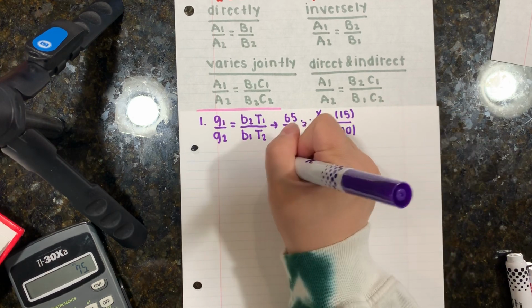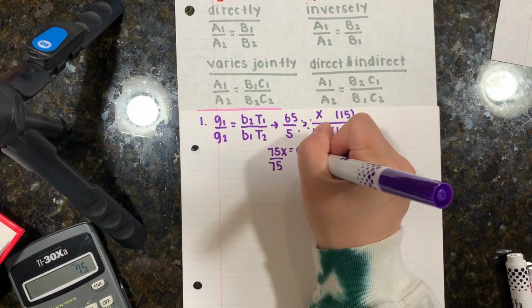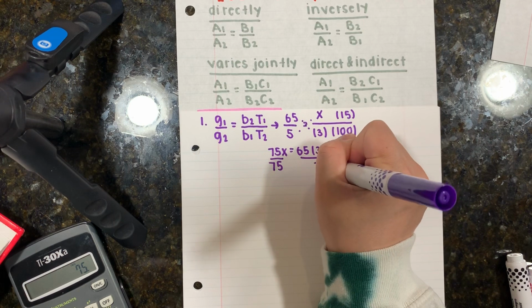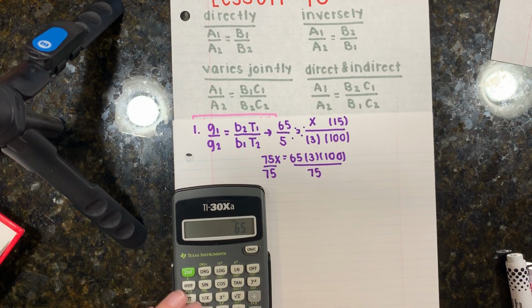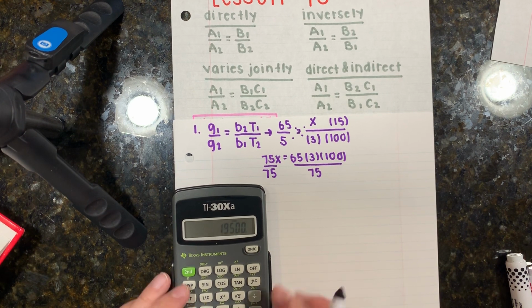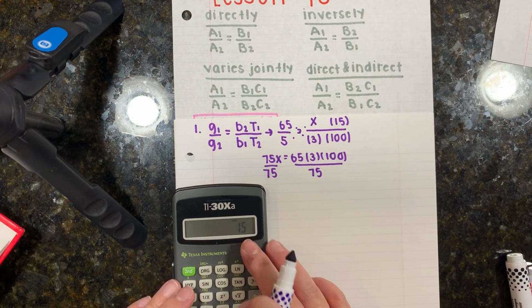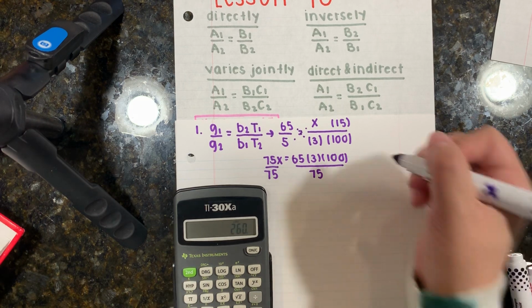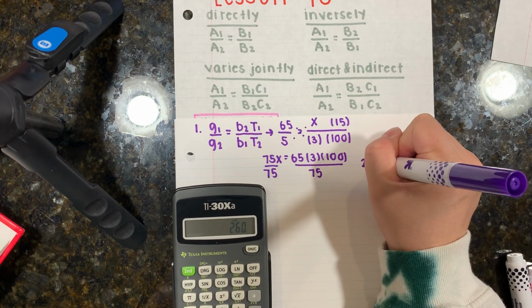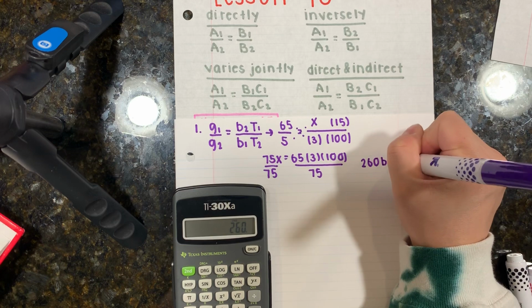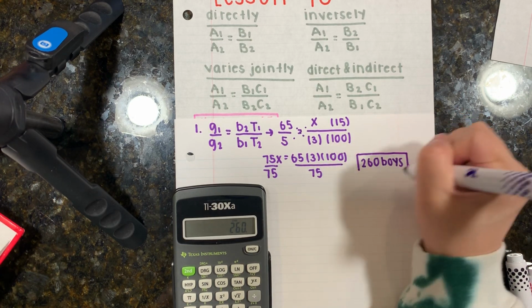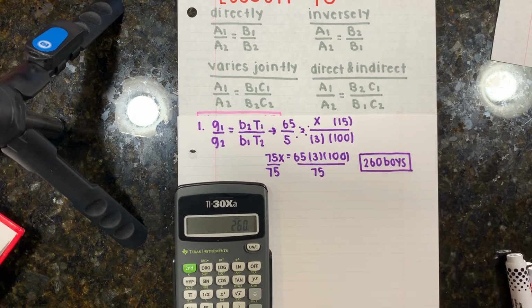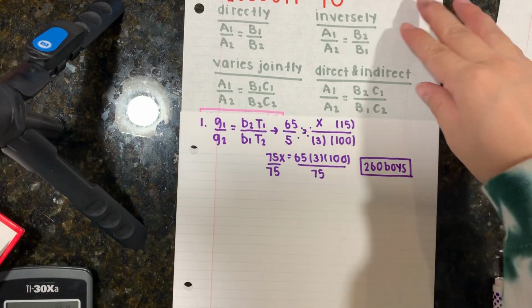Then we're going to divide both sides by 75. So in your calculator, you can do 65 times 3 times 100, then divide that all by 75, which would give you 260 boys. And that would be your result. Now, if you haven't attempted number 2, I want you to pause this video now so you can attempt number 2.